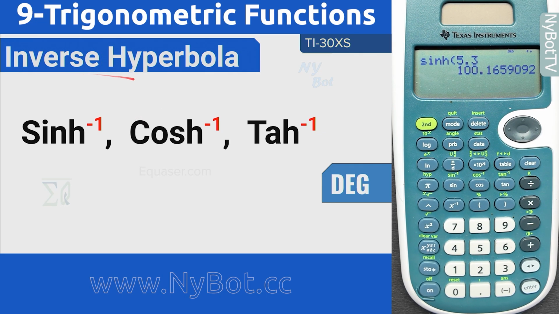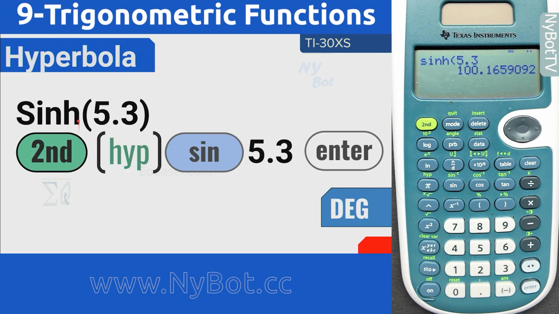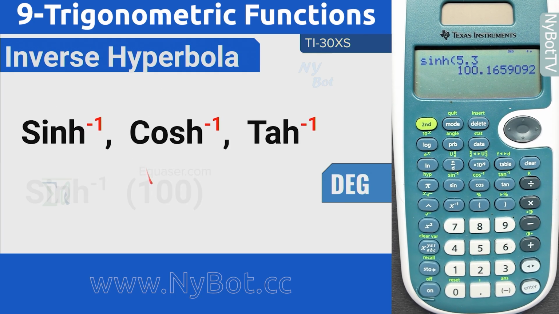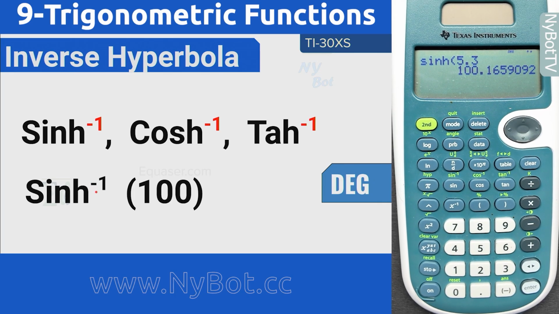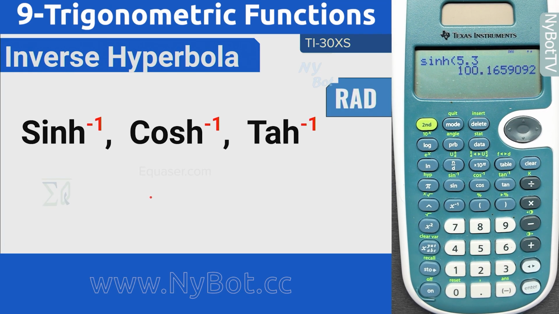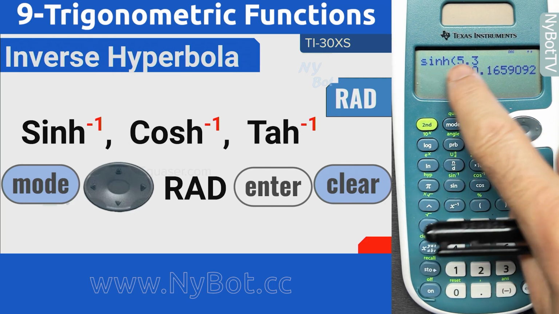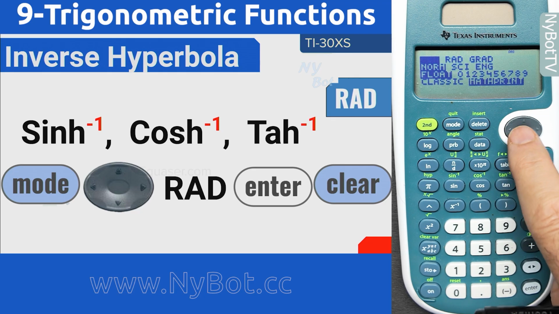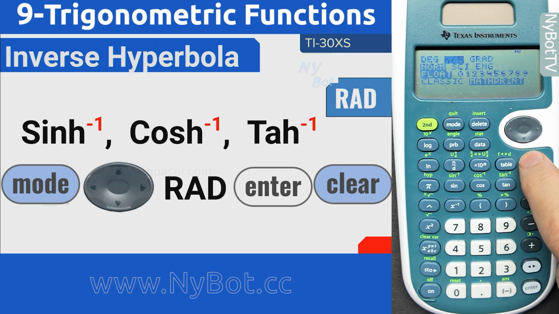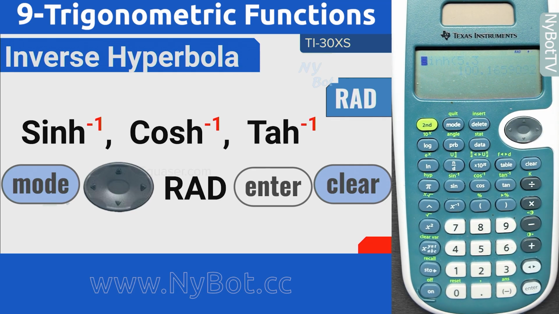We also have inverse hyperbolic for sine, cosine and tangent. Before there was no inverse, and for that, inverse of sine hyperbolic of 100. Let's change it to radian first. Mode, go to the radian, enter. Now and then clear.